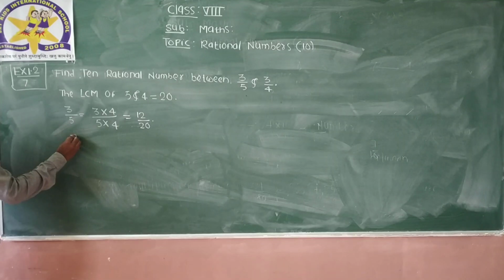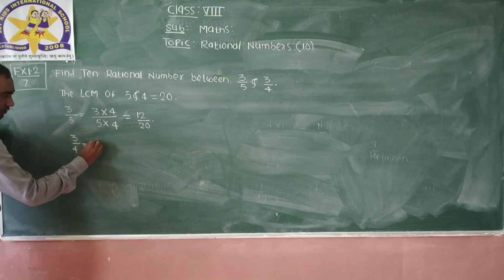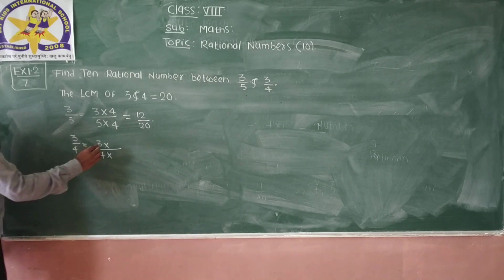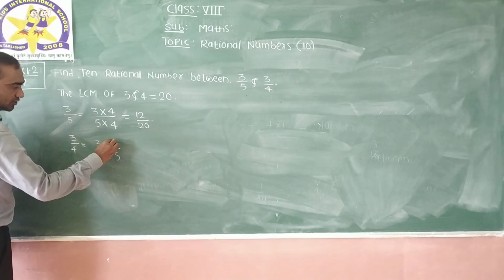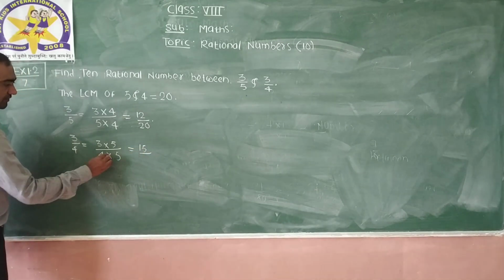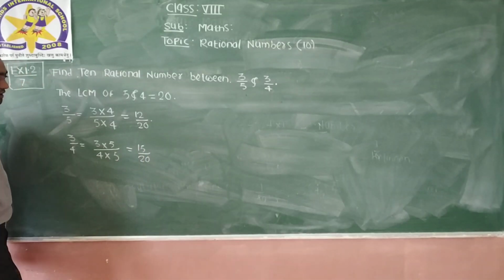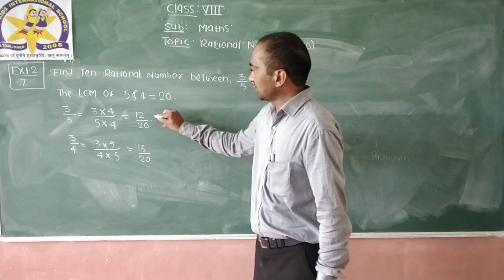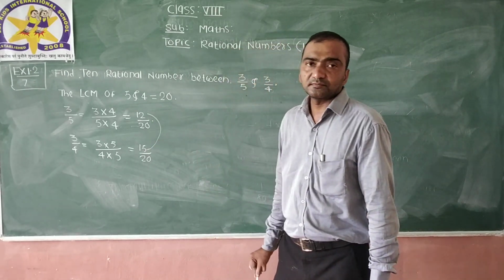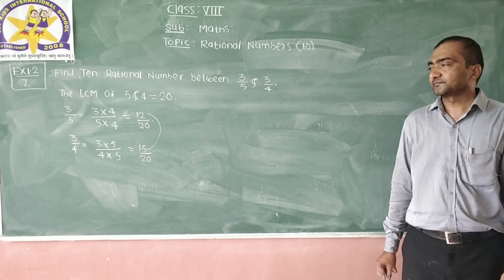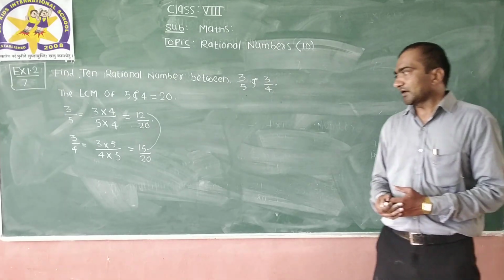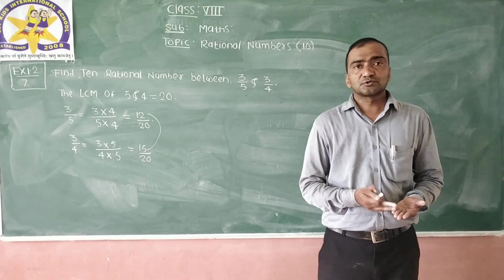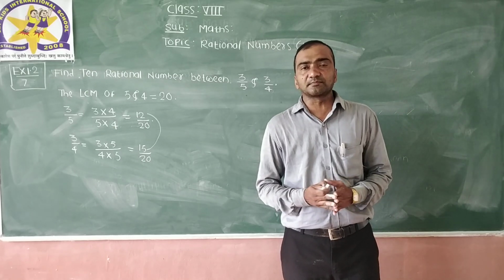Second rational number is 3 by 4. Again we have to convert their denominator equal to 20. So multiply second rational number by 5. 3 into 5, 15, divided by 4 into 5, 20. If you observe here, we cannot find out 5 rational numbers between 12 and 15 taking denominator equal to 20. That's why we can convert the denominator of these two rational numbers equal to 100 also. So then we can easily find out the rational numbers between them.